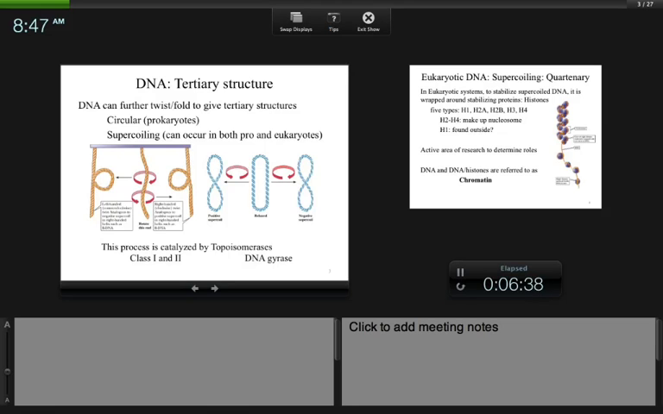Okay? And there's a couple different enzymes that are used in trying to get that either positive or negative supercoils. You're looking at your topoisomerases, which can get separated into those two classes, which we also talked about.